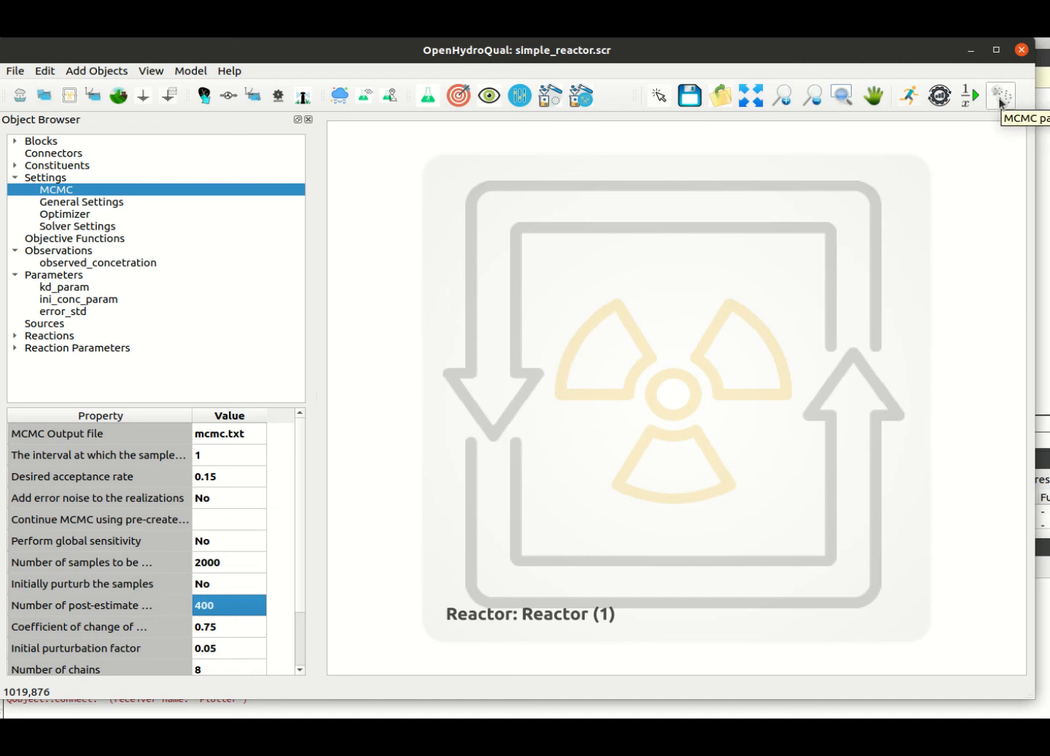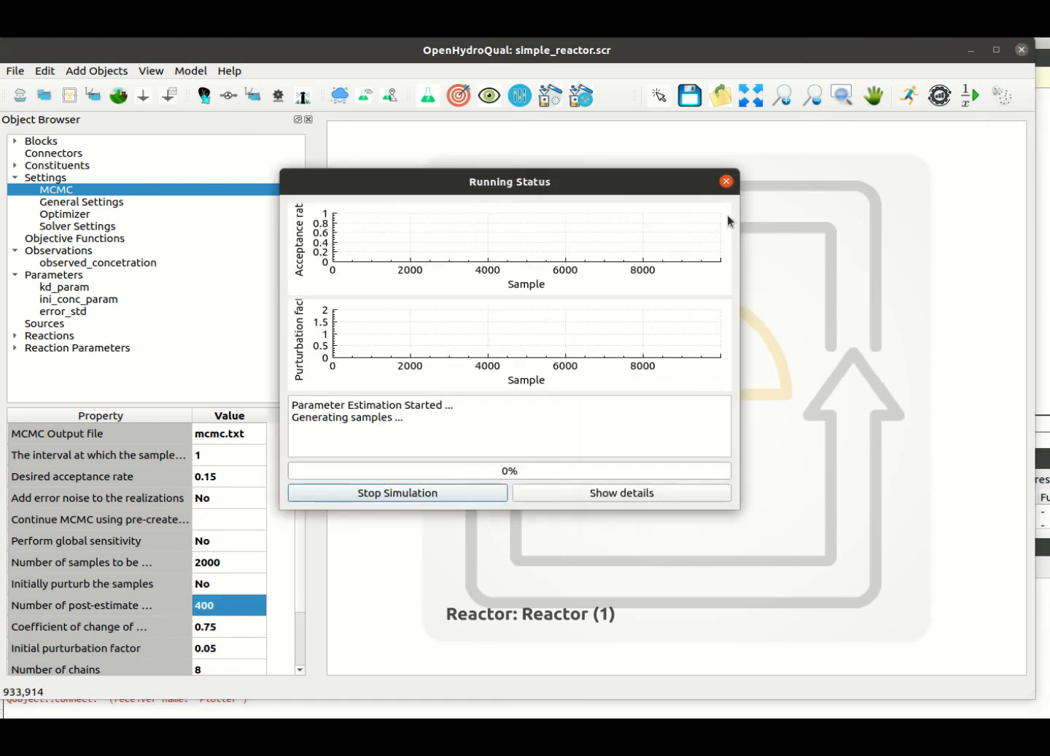You see these 2 dice. That's the icon for MCMC parameter estimation. So I'm going to click on that one, and the simulation will start. This is going to take a little longer. We are doing essentially 10,000 simulations. In the GA, the deterministic parameter estimation, it was 40 times 40 because we had a population of 40 and 40 generations. So that was 1,600. Here we have 10,000.